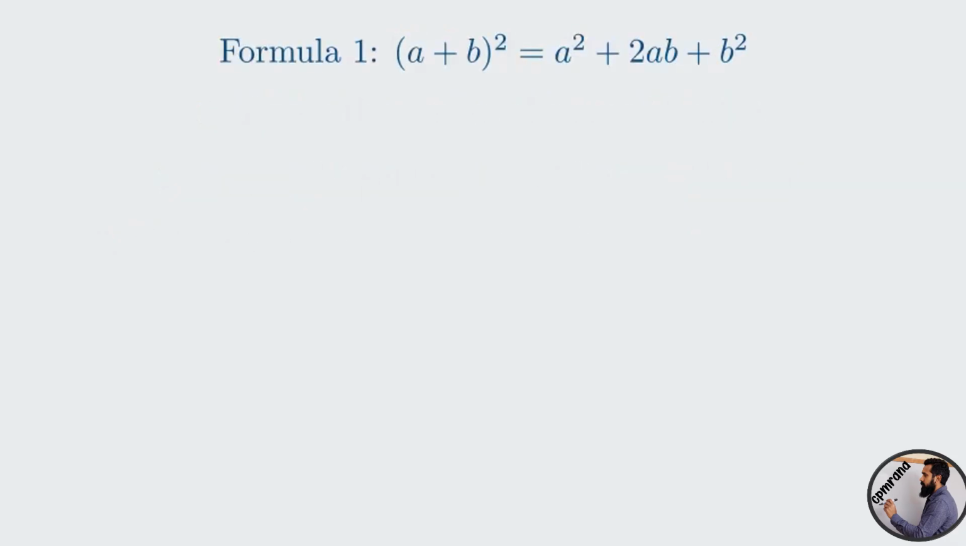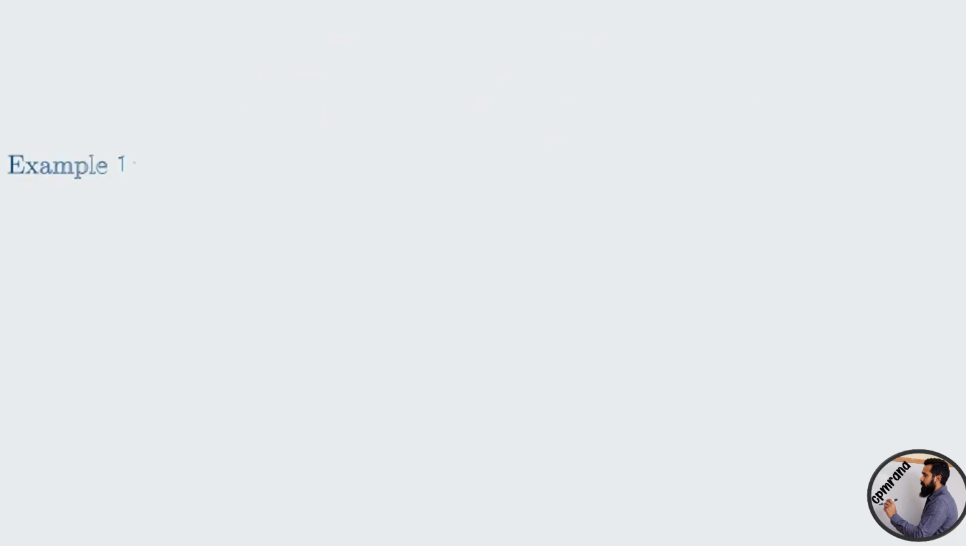The first is the square of a sum. The second is the square of a difference. Notice that only the sign of the middle term changes. Let's jump into our first example to see these formulas in action.